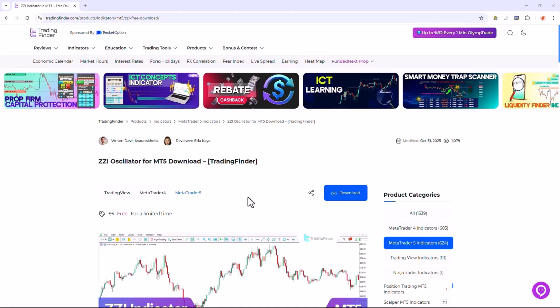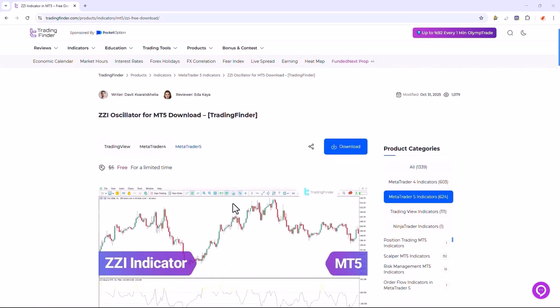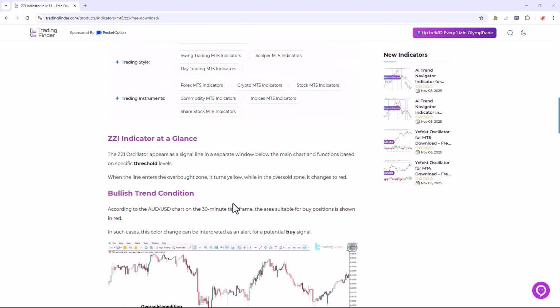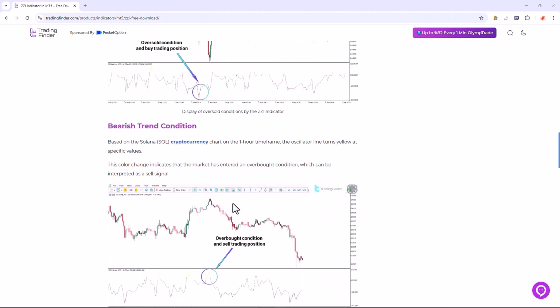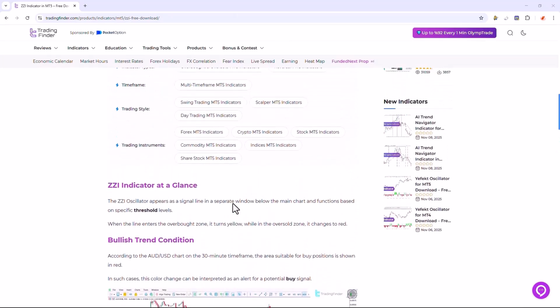The ZZI Oscillator, which is a specialized trading tool, is offered for a variety of different platforms on the TradingFinder website. Users who are interested in utilizing this indicator can easily download the indicator file for both MetaTrader 4 as well as MetaTrader 5 platforms directly from this section of the website. Furthermore, to gain a comprehensive understanding of how the indicator functions and operates in real trading scenarios, users are encouraged to refer to and carefully review the detailed information provided on this page.